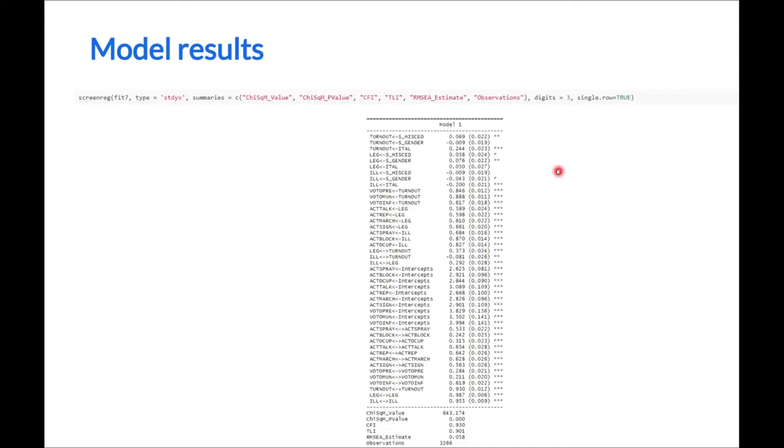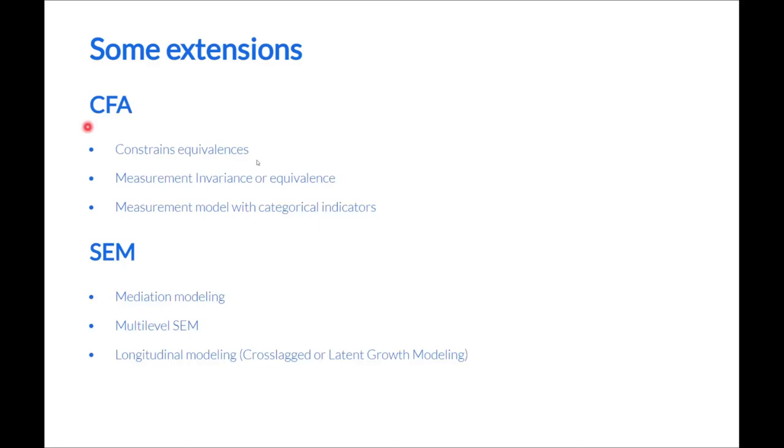Some extensions of this: we can use confirmatory factor analysis to put constraints, equivalence, or measurement invariance across countries or across groups. Measurement models with categorical indicators are another approach in which we use these techniques. And using structural equation modeling, we can estimate mediation models or more complex models. Multilevel structural equation modeling is another way to use it, and longitudinal modeling, cross-lagged or latent growth, or the other options that we can find.